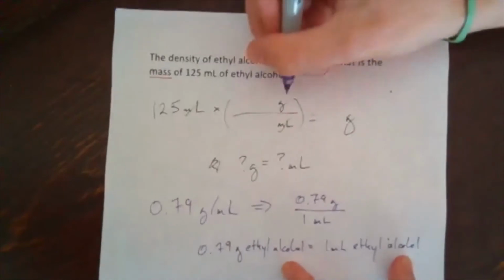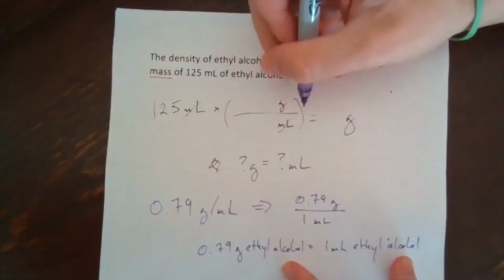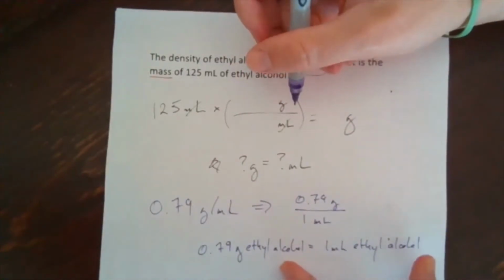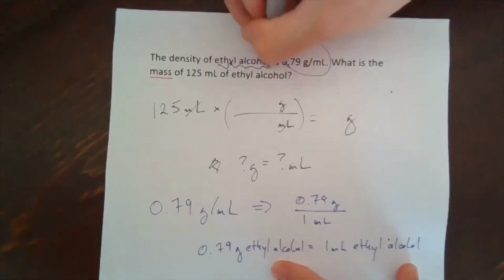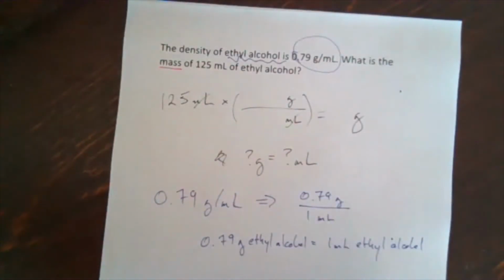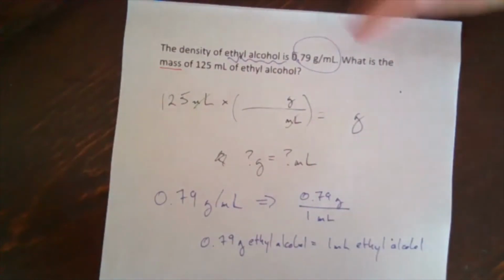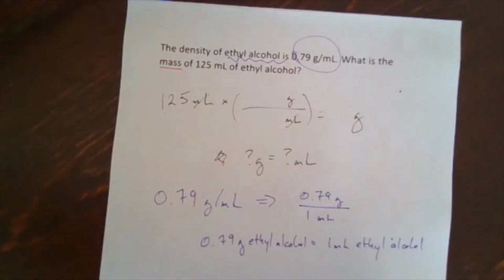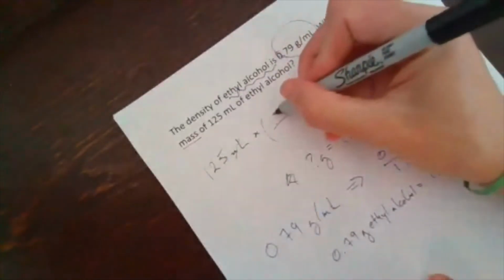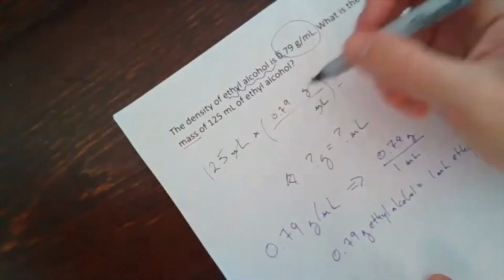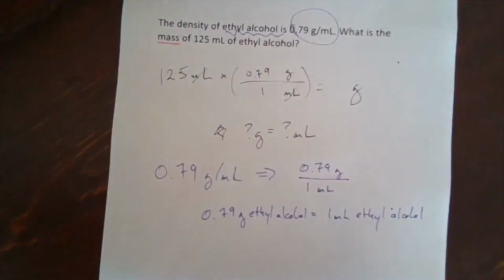A lot of times when we're doing the work, we just write grams and milliliters to save on some space. But technically, this is only true because we're dealing with ethyl alcohol. So we can always use density in this way, but the value is going to change. So when we go to look up here, this would be 0.79 for our grams and 1 milliliter.